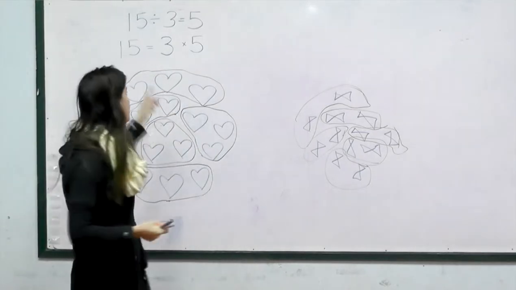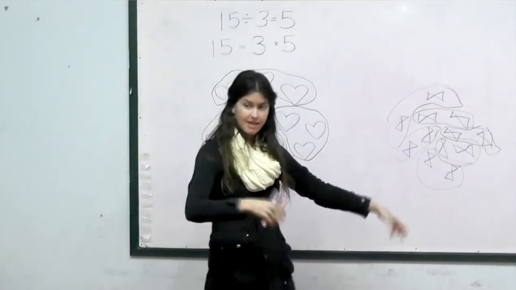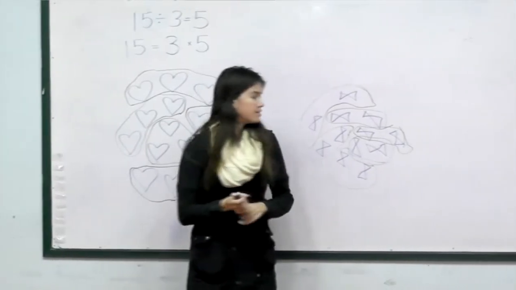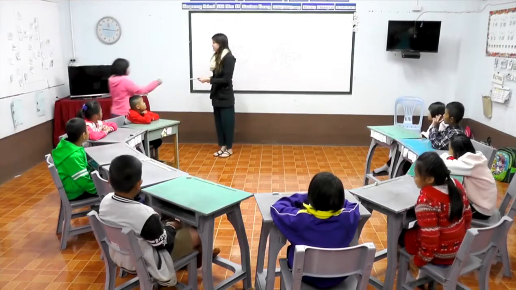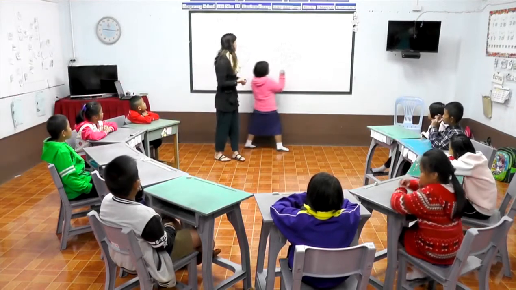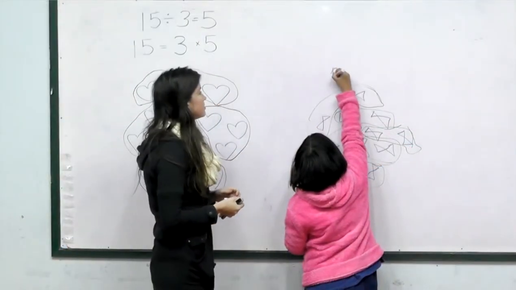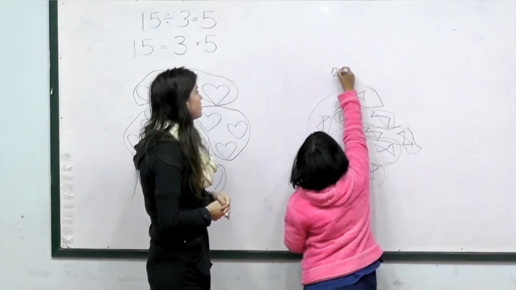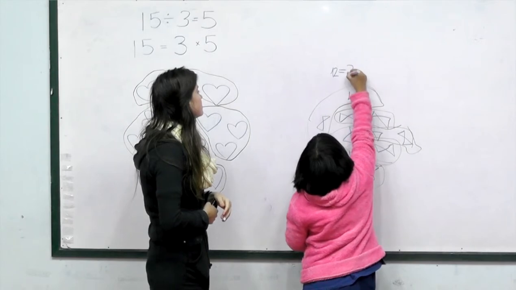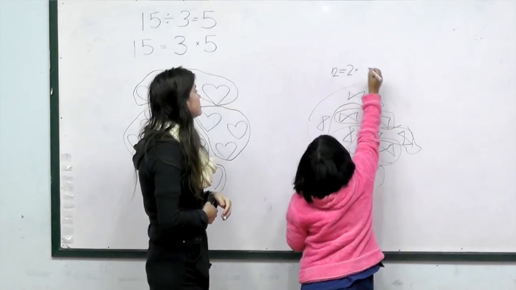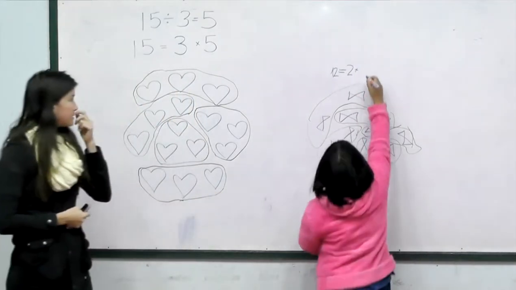Do you think we can make a math sentence like this for our candies? Do you want to come help us? Yeah, come on up and help us. Let's see how we can do that. Here you go. How can we make a math sentence like that? 12 equals 2 times 6, because we have 6 groups here, right? 2 times 6.